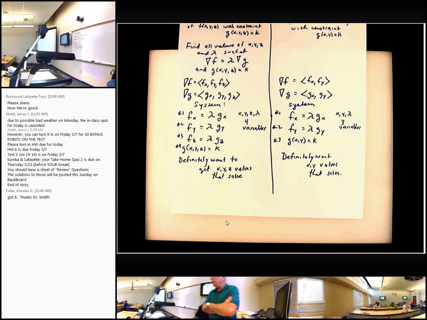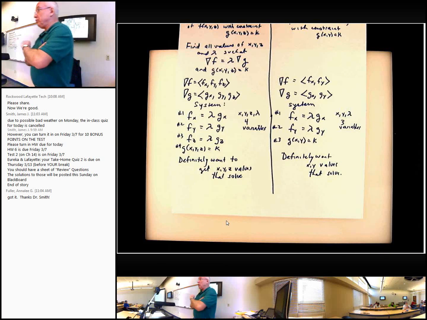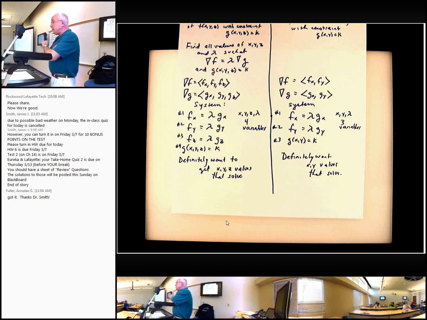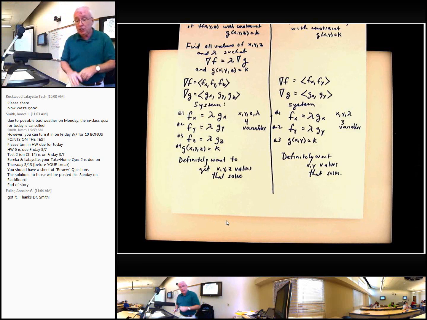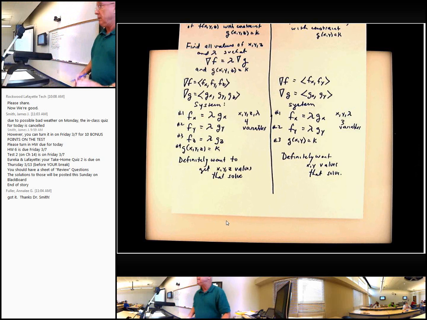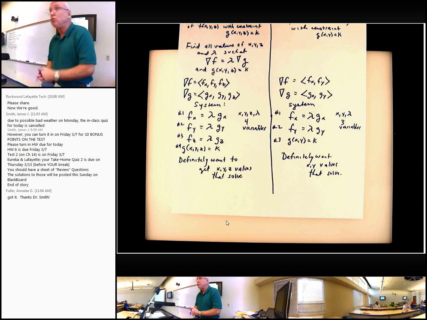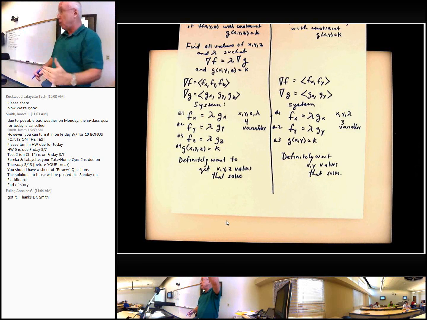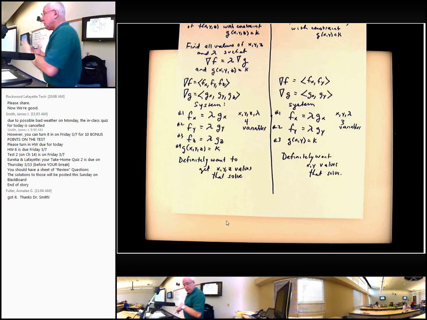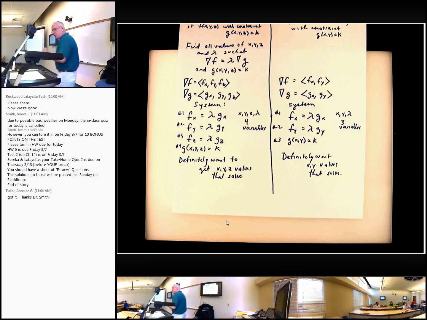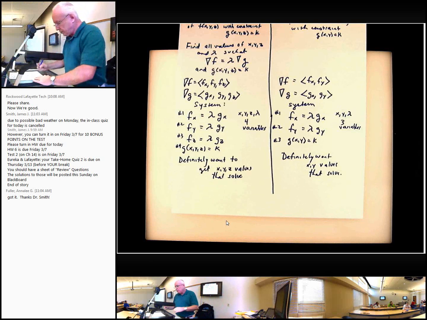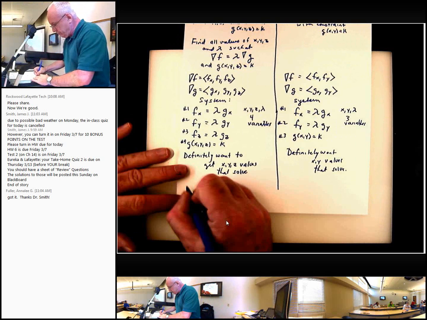Now, that is the hard part, trust me. Once we get the x, y, and z values, or the x, y values that solve, then the second part is easy. We just plug those into our f function that we want to find the biggest and smallest value, and we see which is the largest value and which is the smallest value. So the second part is easy.